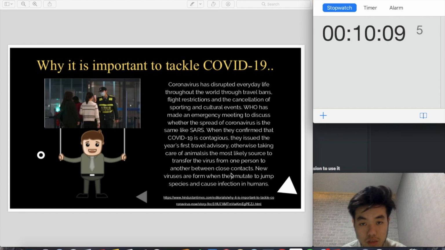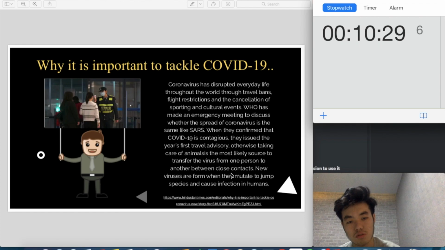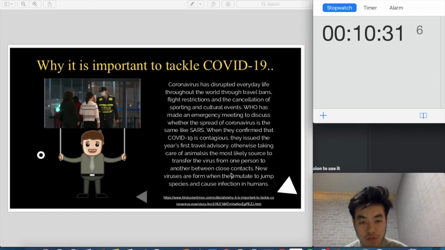WHO held an emergency meeting to discuss whether the spread of the coronavirus is the same as SARS. When they confirmed that COVID-19 is contagious, they issued the year's first travel advisory. Otherwise, animals are the most likely source to transfer the virus from one person to another between close contacts. New viruses are formed when they mutate to jump species and cause infections in humans.